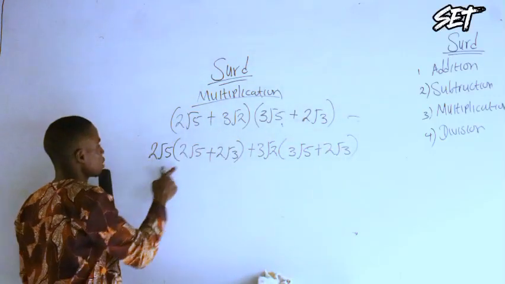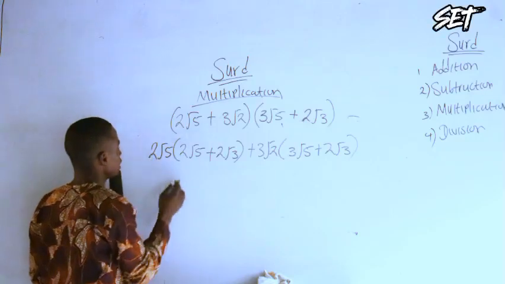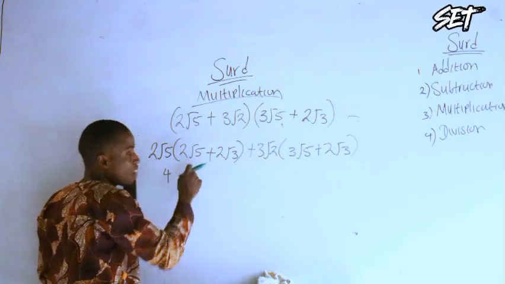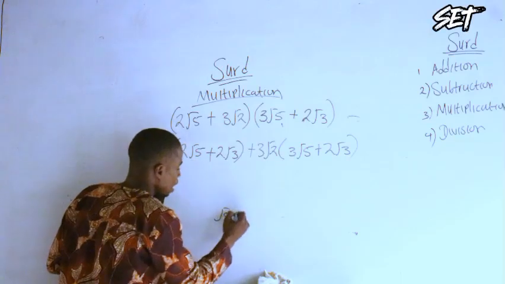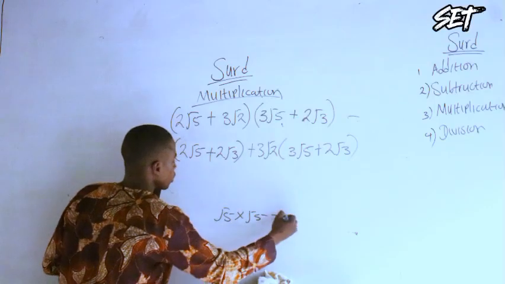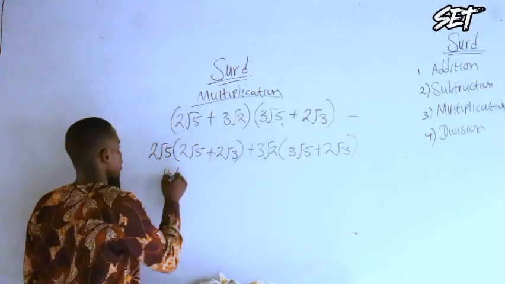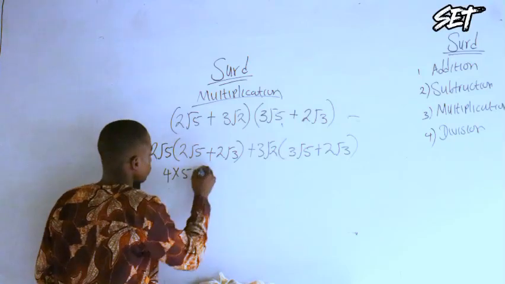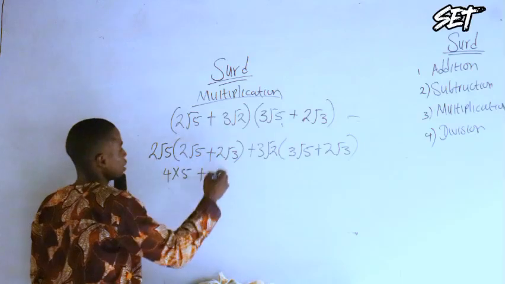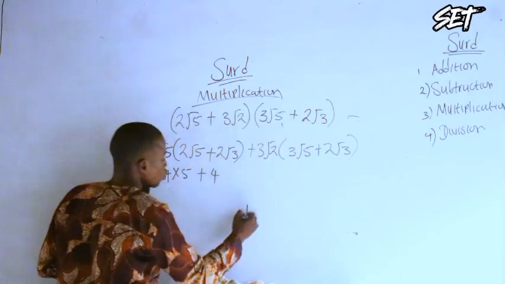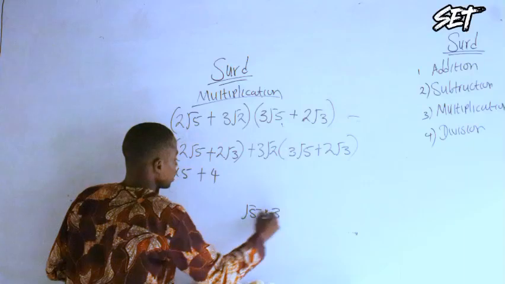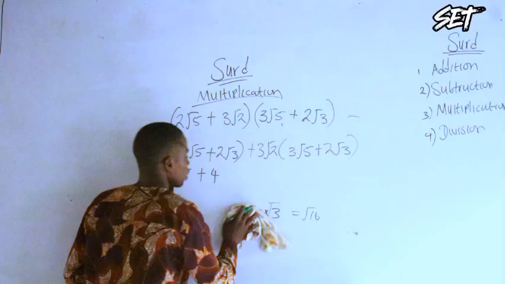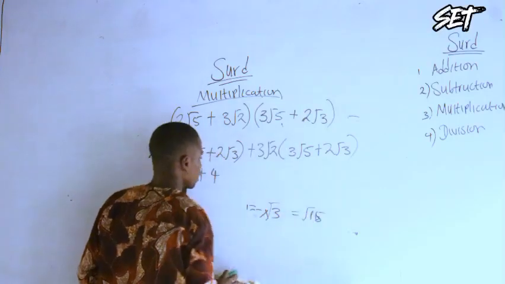Now, this one and this, you times this one by this, it will be what? 4. And root 5 times root 5, they are the same thing. Root 5 times root 5, can you give me the answer? 5. Notice that. Now, this one and this, we are times this one and this is what? Write plus on this. This one and this is 4. This one and this, root 5 times 3. Can you give me the answer? Root 15.